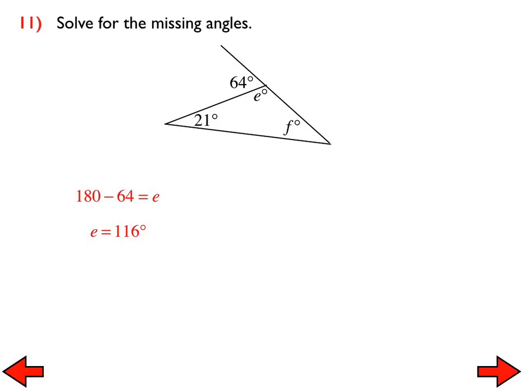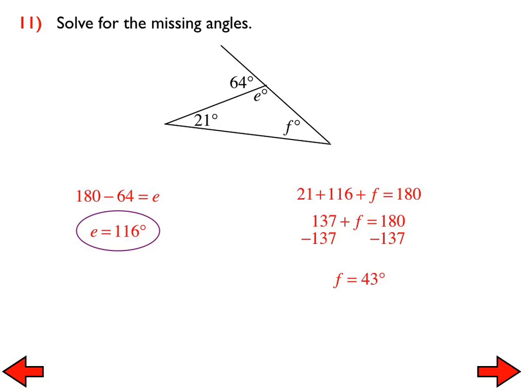And once I have E being 116, I now have the triangle that I can work with. I have a 116 degree angle, a 21 degree angle, and F. They have a sum of 180 because of the triangle sum theorem, and so that would mean angle F is 43 degrees. Any questions on number 11? That one should have been easy.